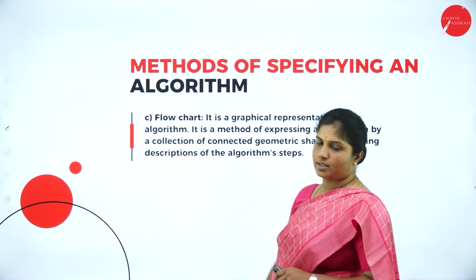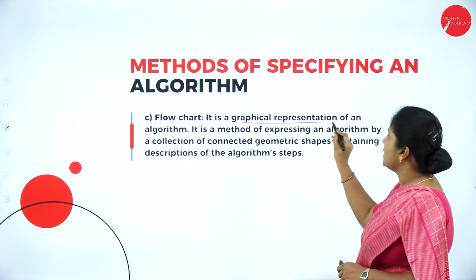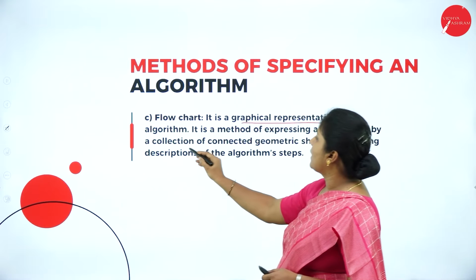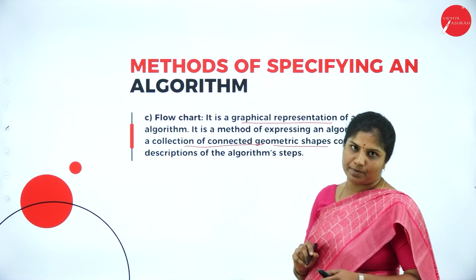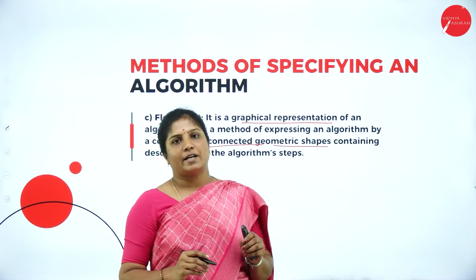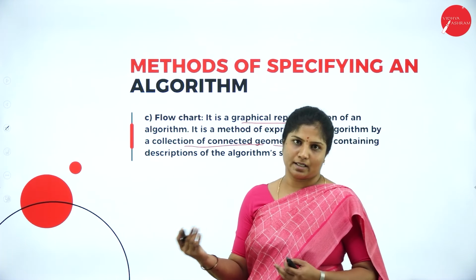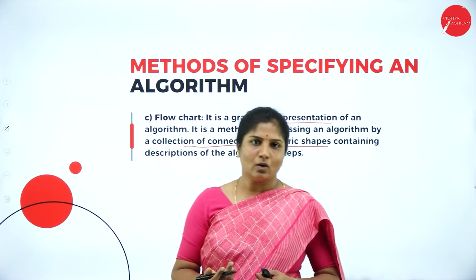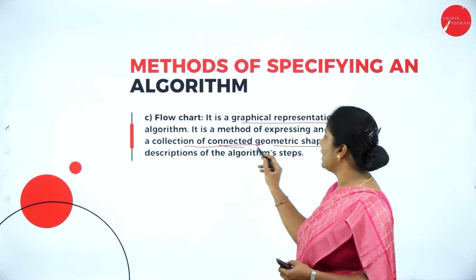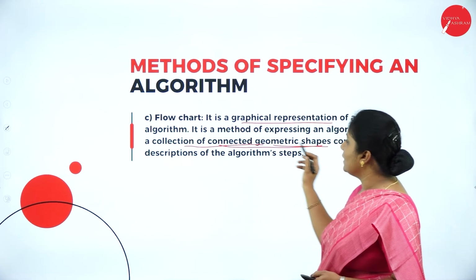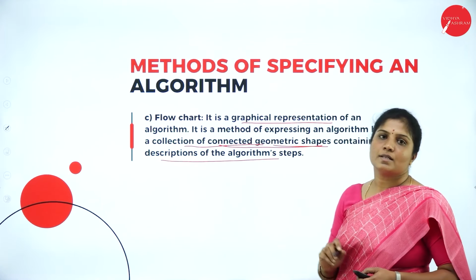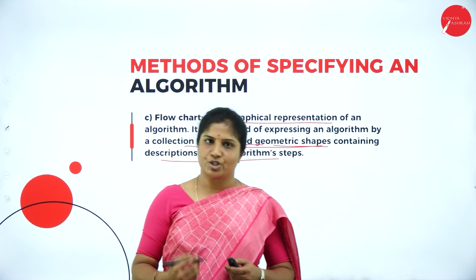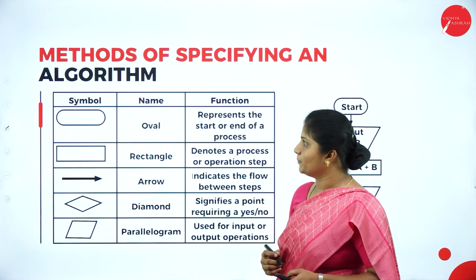Next comes the flow chart. It is a graphical representation of our algorithm. It is a method of expressing an algorithm by a collection of connected geometric shapes. In the first slide we discussed the geometrical problems. In that I said, using the geometric shapes we are going to solve many algorithms. Now it comes connected geometric shapes containing description of the algorithm steps. For each step we are using different geometrical shapes. Let us now discuss one by one.